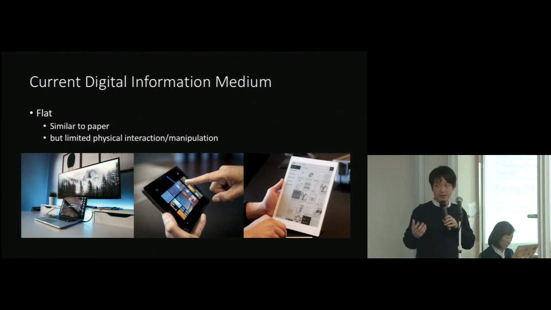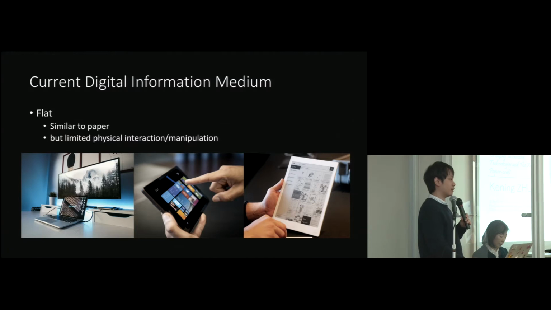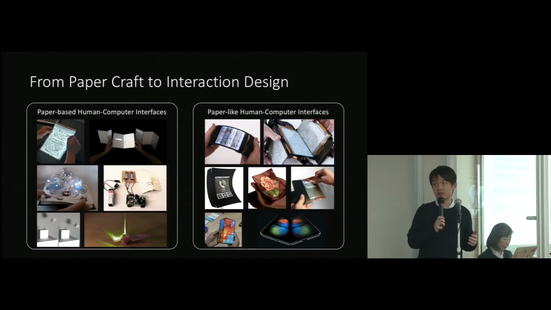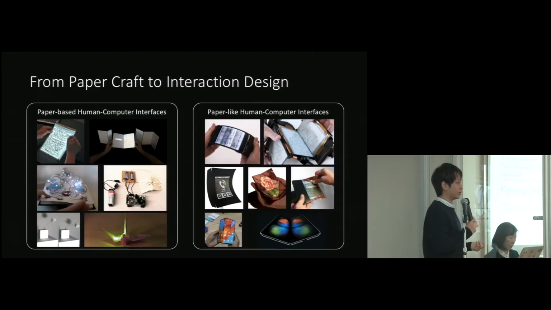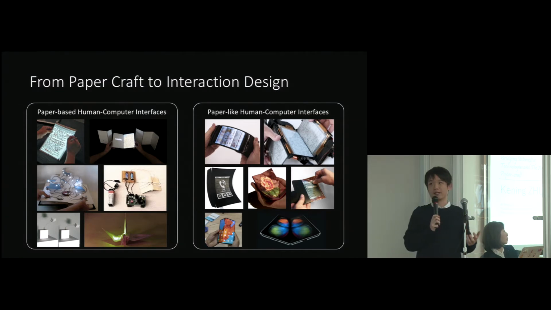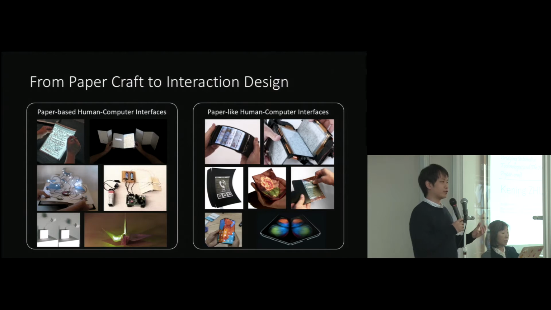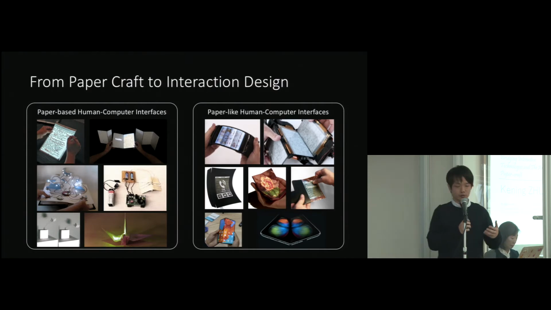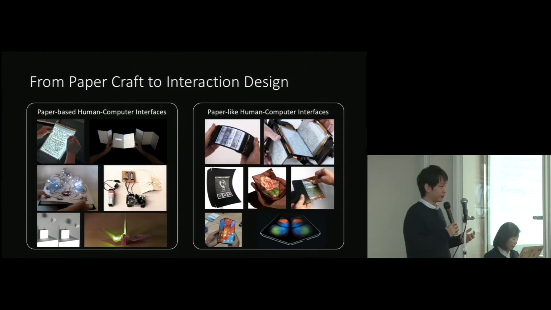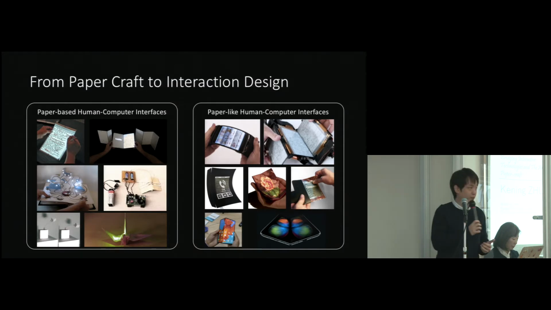So motivated by this kind of problem, actually, not just me, many researchers and scholars and industry in the area of human-computer interaction start to look at whether we can get some inspiration from this traditional interaction with paper into some digital media. So there are two categories of this kind of interfaces. The first one is paper-based interface. In this category, researchers mainly use paper as the material, as the interface to interact with the digital information.